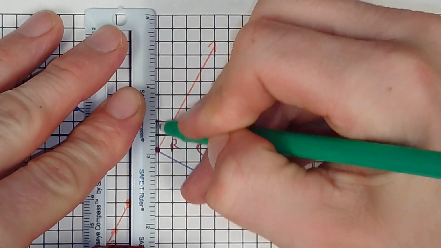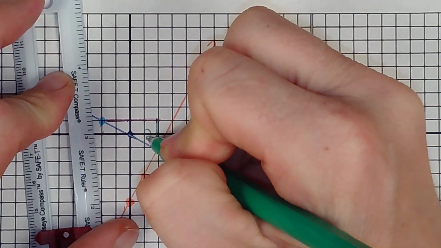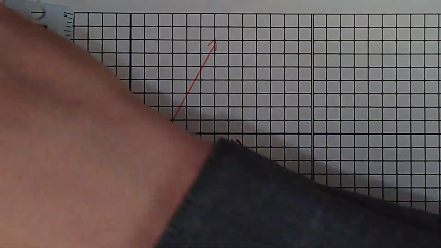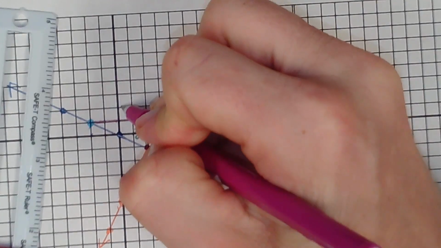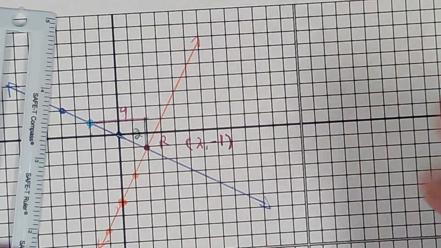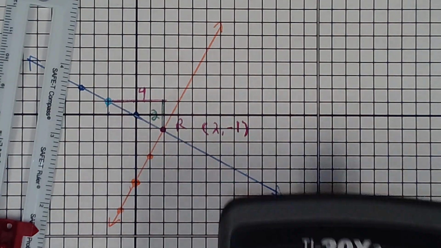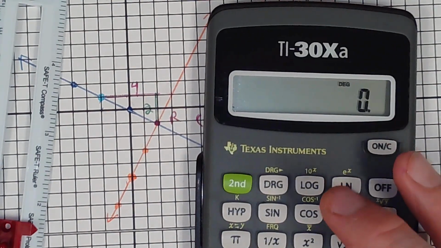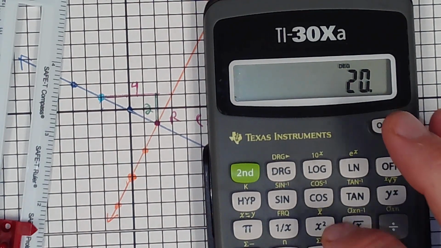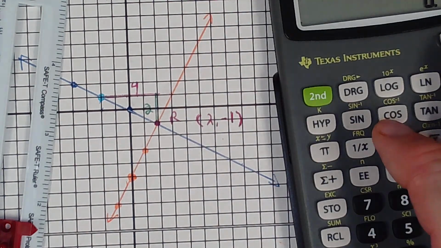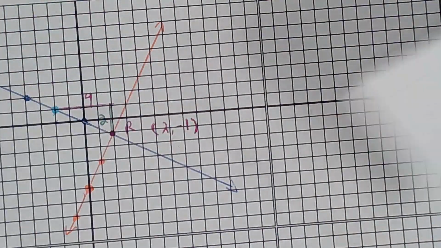Change in y, I can just count. It's 2. Change in y is 2. Change in x looks like it's 1, 2, 3, 4. 4. So I get to use the Pythagorean theorem here. And it's going to be 4 squared plus 2 squared equals 20. Square root of 20 is going to be, let's do this real quick.